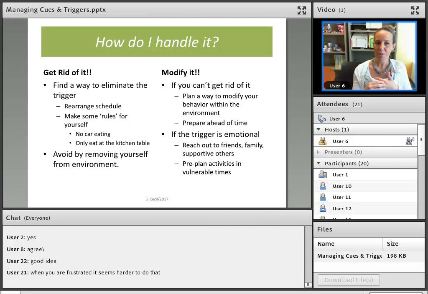So can you guys give me some examples of what it may mean to eliminate a trigger or a cue?